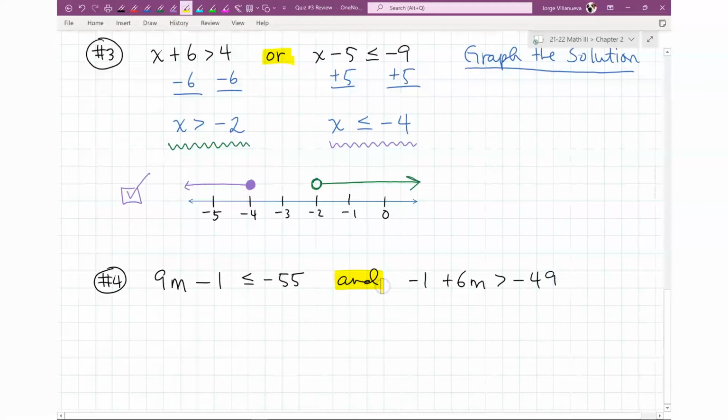Yeah, I wanted to do an AND problem, not an OR problem. So remember, for AND problems, they should be meeting together, right? They should be kind of like holding hands. You got 1 point here, 1 point there, and kind of holding hands.